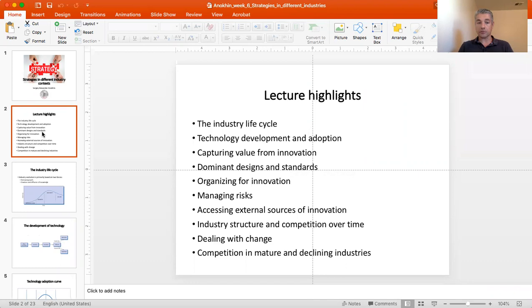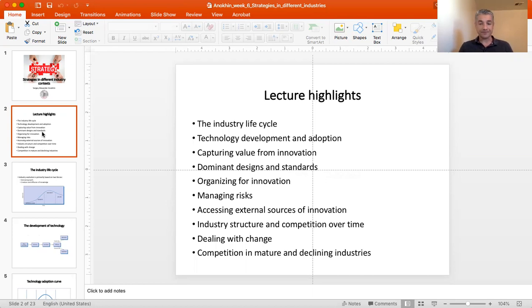I will talk about the industry life cycle, technology development and adoption, how you capture value from innovation. We'll talk about dominant designs and standards, which is extremely important as industries go through this growth and maturity stage. We'll talk about organizing the firm for innovation, managing risks associated with innovation, and we'll also talk about accessing innovative ideas from outside of the firm, because obviously, you cannot come up with all the great ideas on your own.